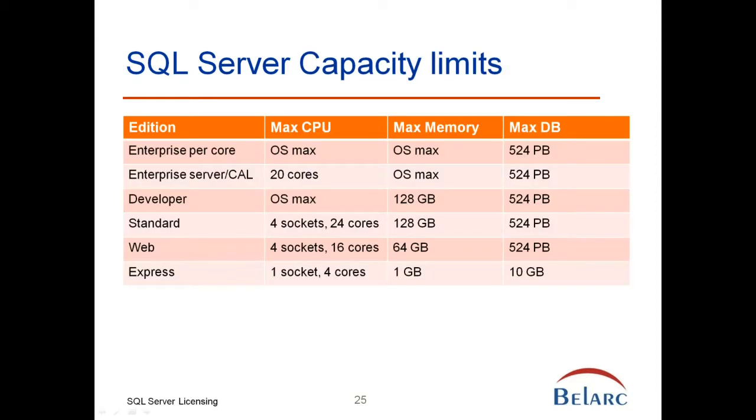There are capacity limits on the different editions. So the important thing to know is that, practically speaking, the capacity limits on the Enterprise per core don't exist. You can throw as much hardware on it as you want. Whereas the Standard is limited to 4 sockets or 24 cores. So you can't throw all the hardware you want at it and say, well, Standard's cheap and maybe limited in the software, but at least I can throw as much hardware as I want at it. In fact, you cannot. So you see the limits there.